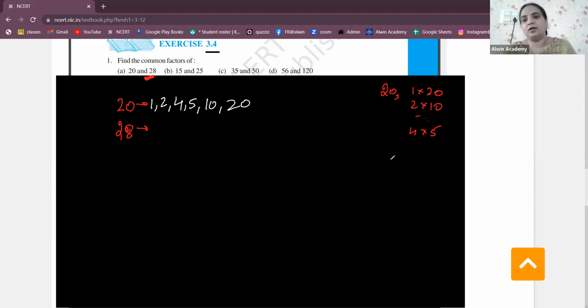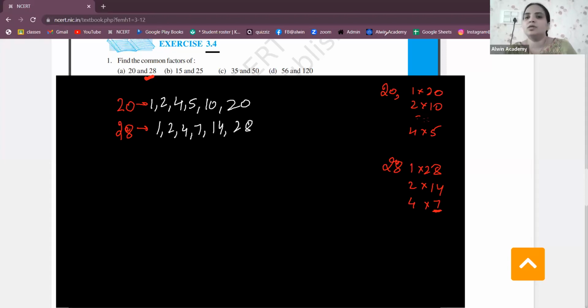Now for 28 it is 1, 28s are, 2 14s are, then in the table of 3, is 28 coming? No. In the table of 4, is 28 coming? 4 7s are. In the table of 5, is 28 coming? No. Very good. In the table of 6? No. Then in the table of 7, 7 is already written there. If the next number we are thinking of is already listed, that means we are done finding the factors. So the factors are 1, 2, 4, 7, 14 and 28.